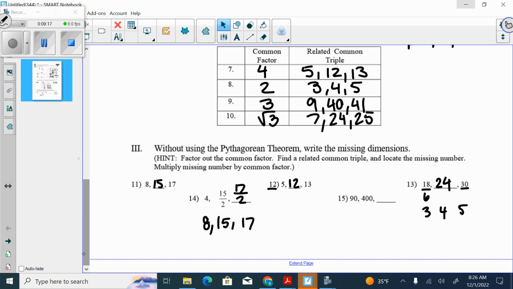Okay, last one. What can I divide 90 and 400 by? 10. So I've got 9, 40. What's going to be next? 41. But for it to match the pattern, what do we need to multiply it by? 10. So it's going to end up being 410. All right. Okay, so if you will just memorize those 6 sets of Pythagorean triples, you don't have to work them out every time. All right, flip it over onto the back.